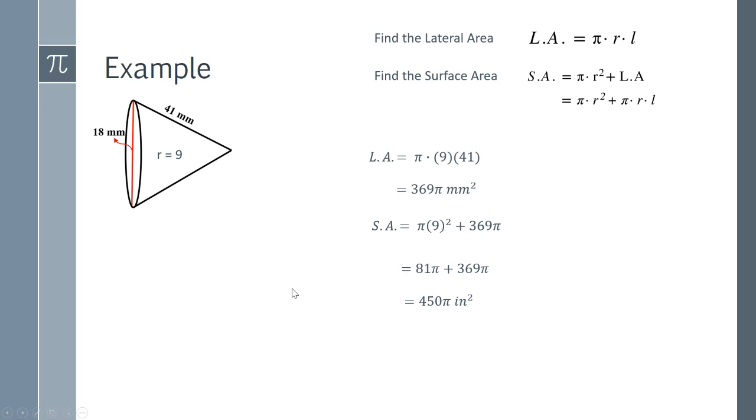So I hope this helps you with finding the surface area of a cone. Not too much of a difficult process here, not much to do.